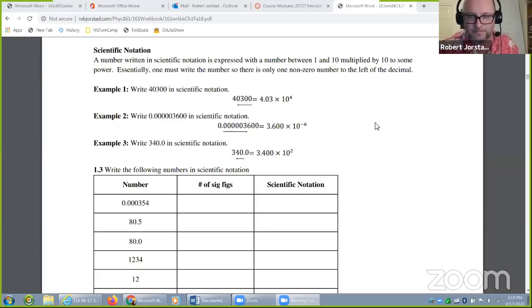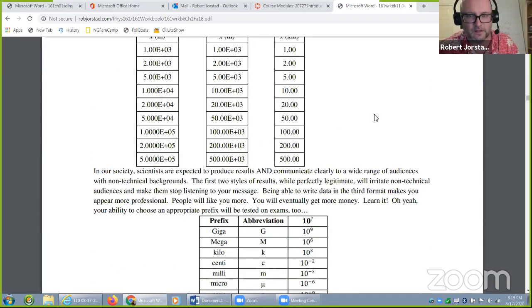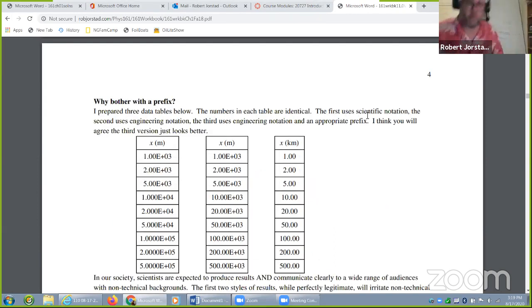If you have a book, turn to page 4. If you have the file open, we want page 4, and I'm going to go to it on this screen. This is why we care about this, all right? We see that we need sig figs if we're going to understand how to write scientific properly. Okay, and then if we want to do engineering, cool.